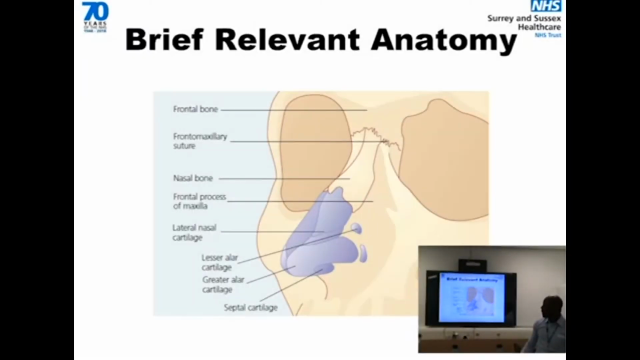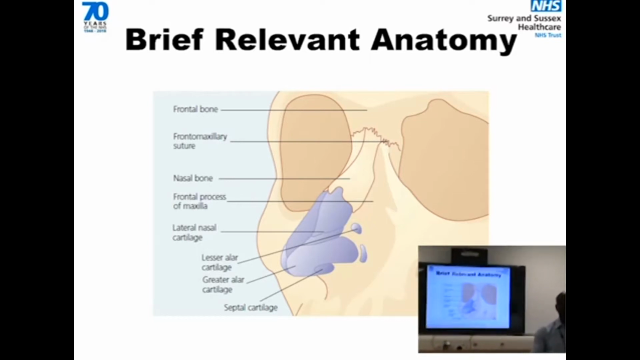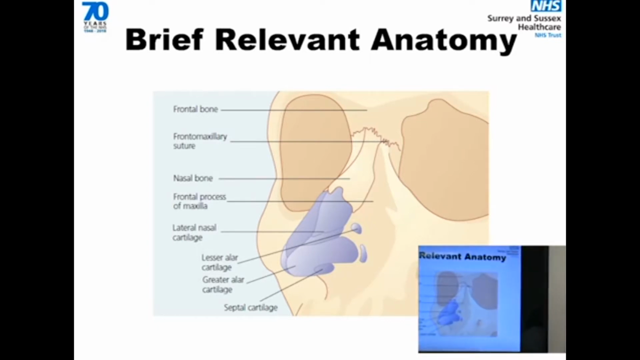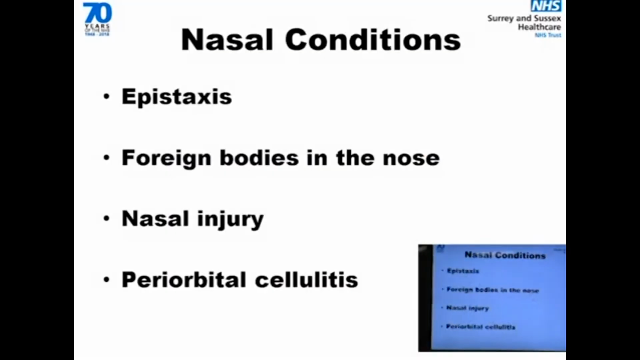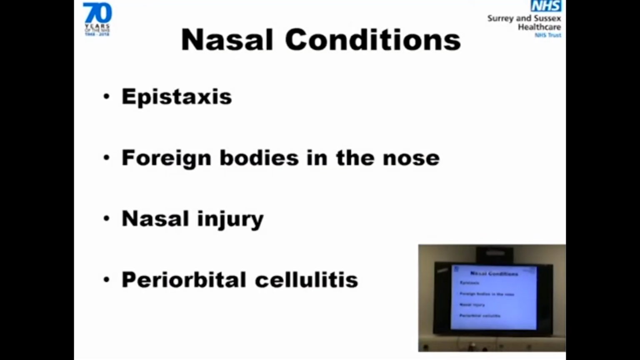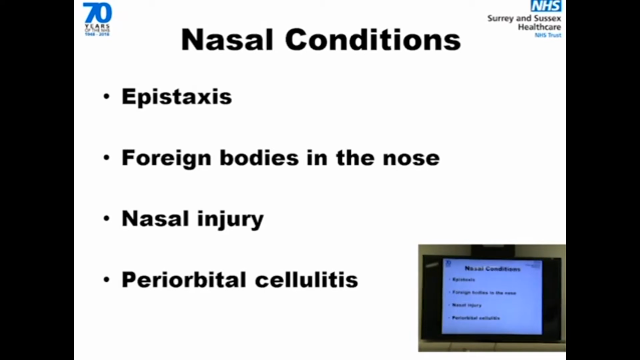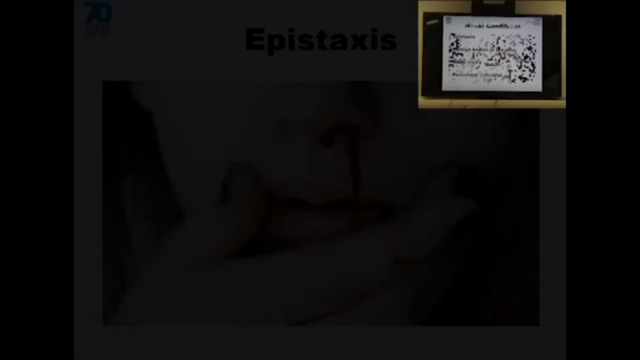So I'll just give you a brief relevant anatomy. If you see, that's of course the nasal bones that we're looking at here. This is important to understand, especially when we are dealing with people who have nasal fractures. So as we go along, you'll be able to appreciate more and more of this. Alright, so the nasal conditions were basically dealing with epistaxis, foreign bodies in the nose, nasal injury involving nasal fractures especially, and periorbital cellulitis. I'll tell you why periorbital cellulitis is very important to us in ENT.